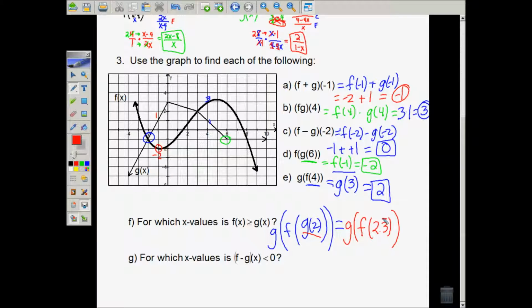Okay, so now what's my innermost? F of 2.3. Well, when I go to F of 2.3, it's like right here. Go up and I end up at 1. So I don't think it's spot on. I think it's close enough. But you can't do 2.3 and then do 1. And then what do I end up at? G of 1. G of 1 gives me that number.